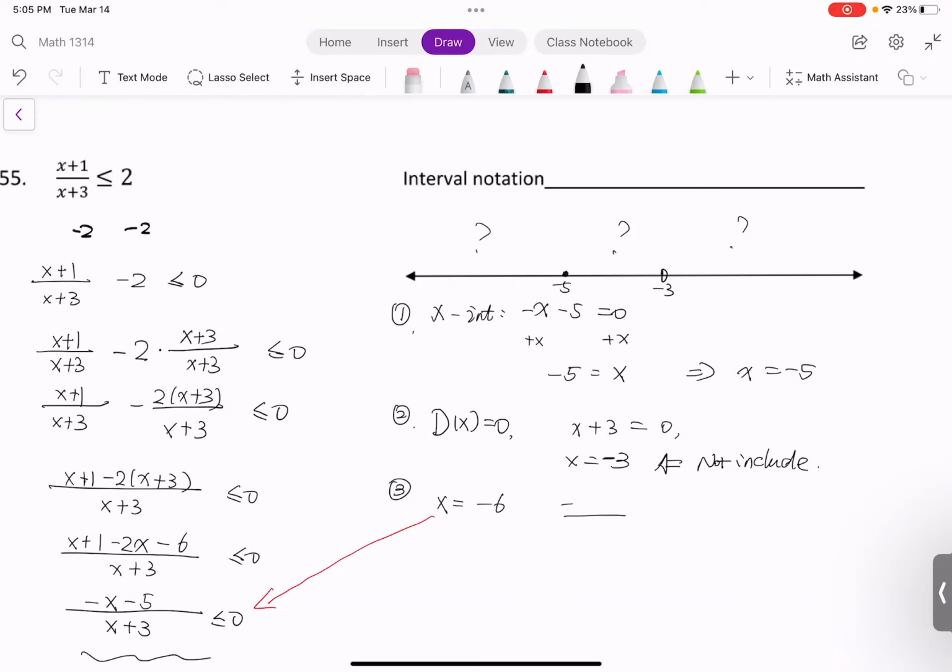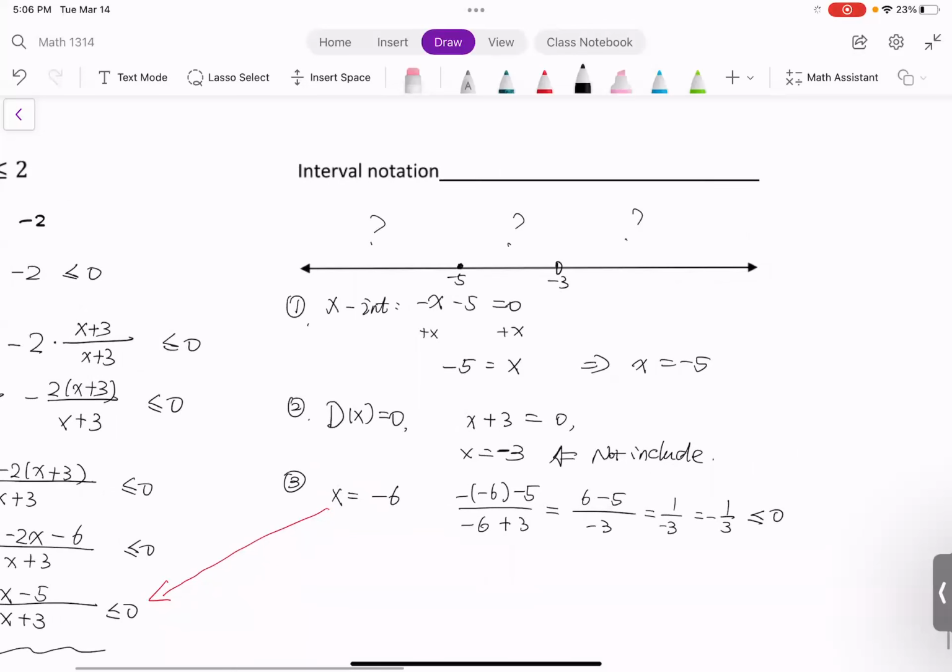So negative 6 minus 5 over negative 6 plus 3. On the top, we have negative 6 minus 5, and the bottom is negative 6 plus 3, negative 3. We have 1 over negative 3, which is negative 1/3. That negative number is less than or equal to 0. Yes, it is true.